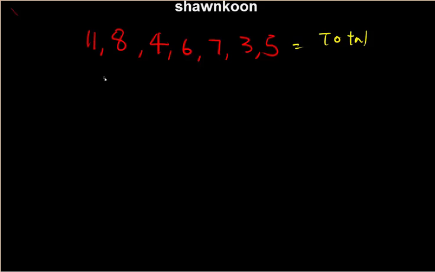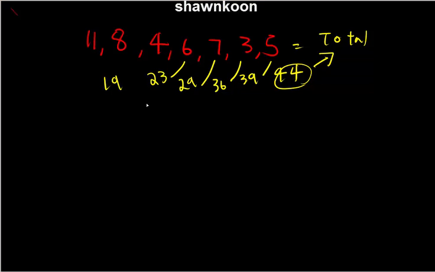So 11 plus 8 is 19. 19 plus 4 is 23. 23 plus 6 is 29. 29 plus 7 is 36. 36, 3, 39, and 44. So we know that the total is 44. What we have to do next is divide it by the total number of things that we added. So how many things did we add? 1, 2, 3, 4, 5, 6, 7. So we're dividing this 44 total by 7 because we had 7 things added.